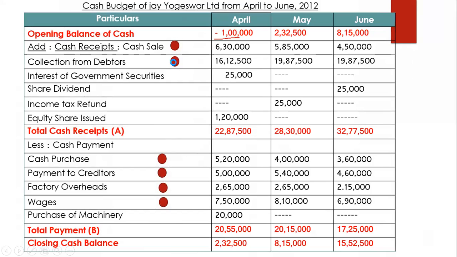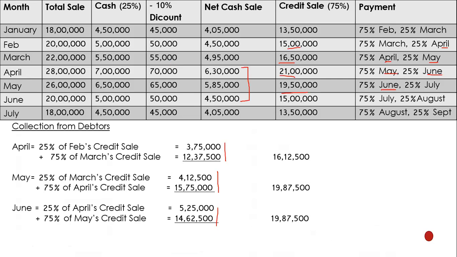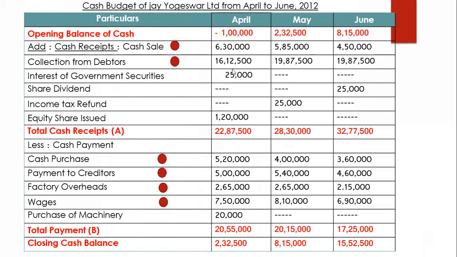Same way again we will find out the collection from debtors, that we have already found. 16 lakh 12,500, 19 lakh 87,500, and 19 lakh 87,500. So we'll write down the same. We have received the interest of government security in April, 25,000. Share dividend we have received in June, 25,000, and income tax return we have received in May, 25,000. Equity share we have issued in March, but we received in April, so 1,20,000.